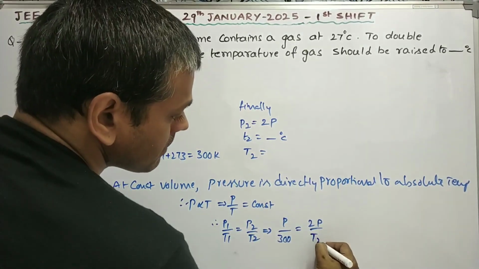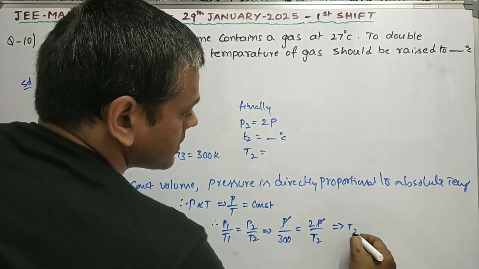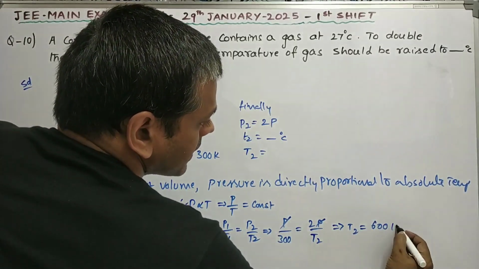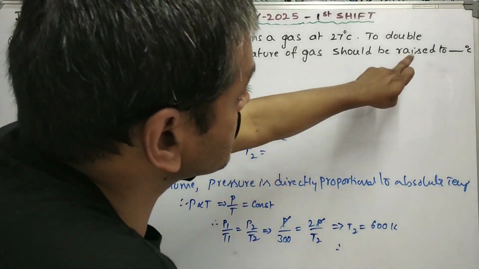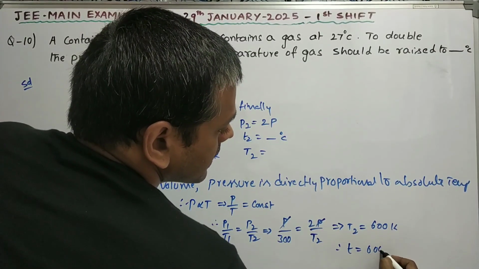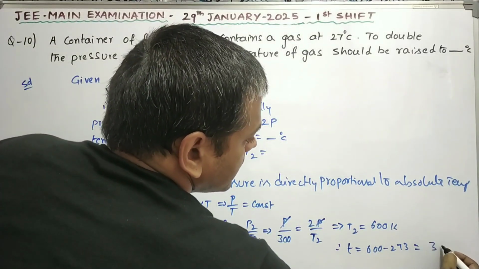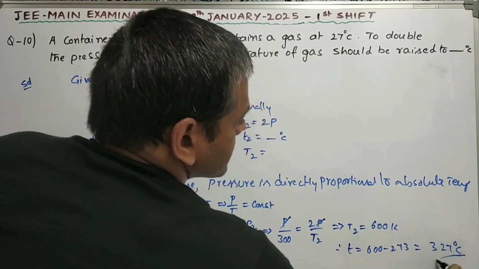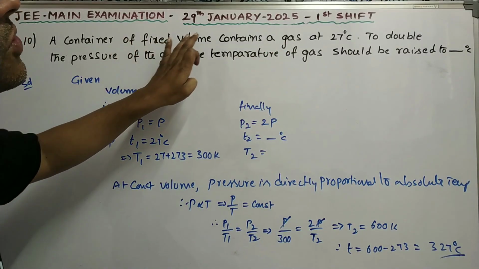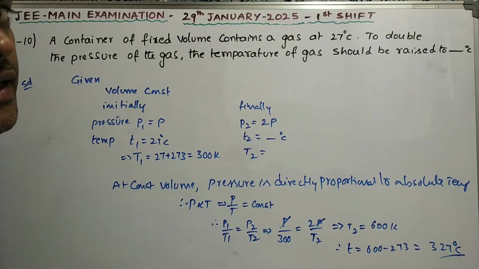So how much temperature is required? On both sides, P is cancelled. That implies T2 is equal to 600 Kelvin. But the answer is asked in degrees Celsius. Therefore, T is equal to 600 minus 273, which is 327 degrees Celsius. This much temperature is required to double the pressure of the given gas enclosed in a container initially at 27 degrees Celsius. That's it.